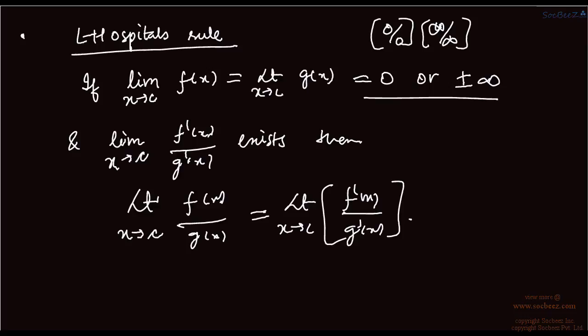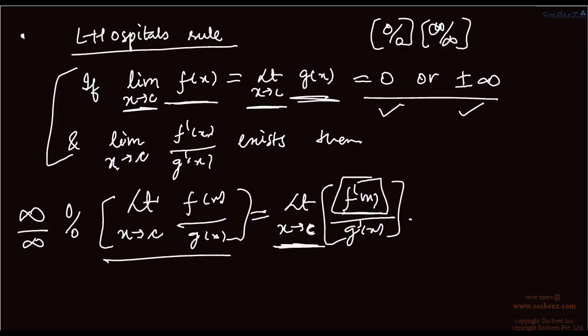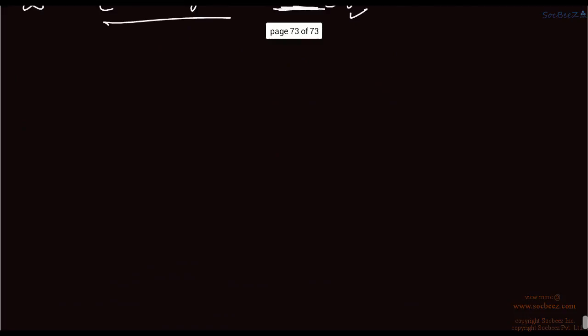Why is that? This L'Hospital's rule says that if you have some function f(x) and another function g(x), which at x tending to c both equal 0 or plus minus infinity, then the form will be either 0 by 0 or plus minus infinity by infinity. That limit will equal the limit, x tending to the same constant, of f dash x upon g dash x. Okay, so this is the thing. We'll take one example here.